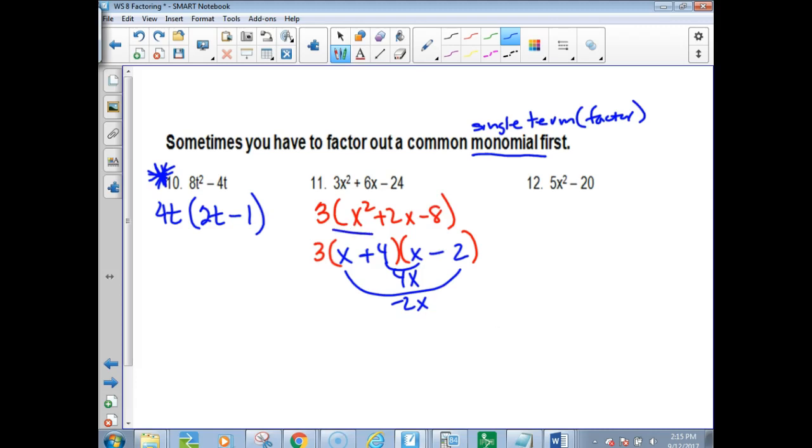So that's factored. This would be the final answer. If you don't have the 3 factored out, it will not be considered correct. It will have something taken off because you forgot to factor out the 3.